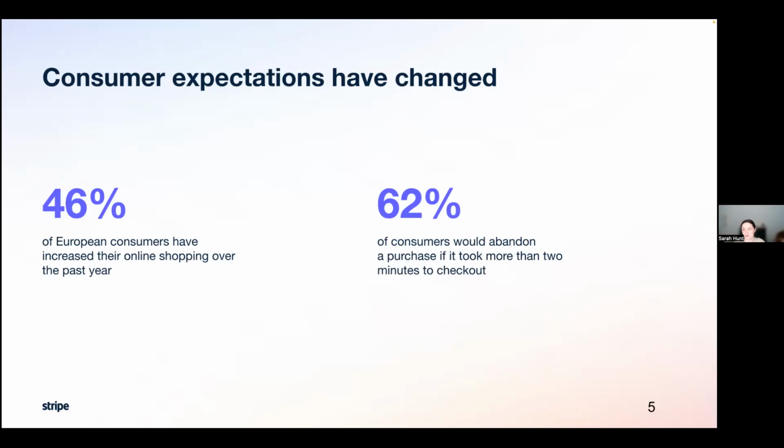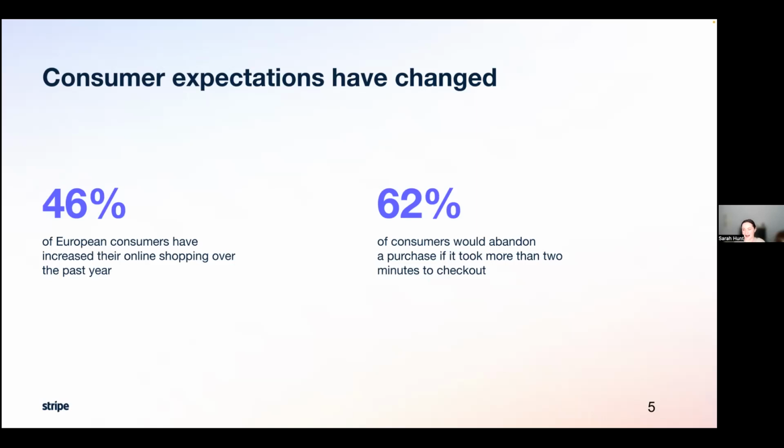As part of the study, we've seen that almost half of European customers, 46%, said their online shopping increased over the past year. Saying that, 62% of customers surveyed said that they would abandon a purchase if it took more than 2 minutes to check out. 2 minutes can sound like a relatively short amount of time, but if you think of that spent trying to key in your card information and have it go around in circles, 2 minutes feels relatively long.